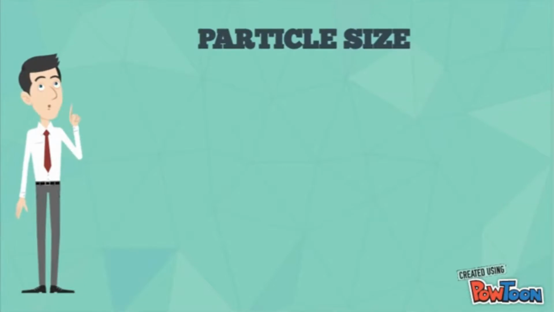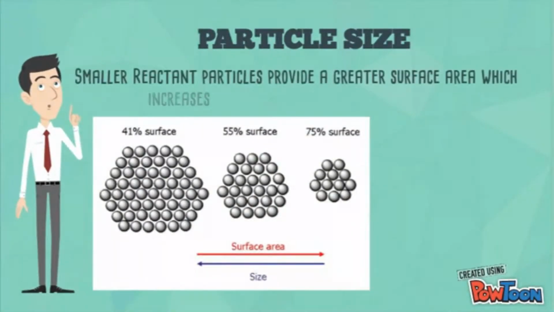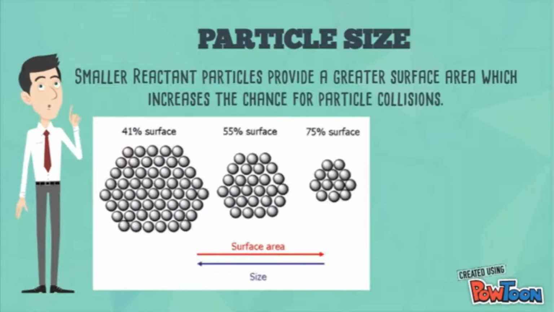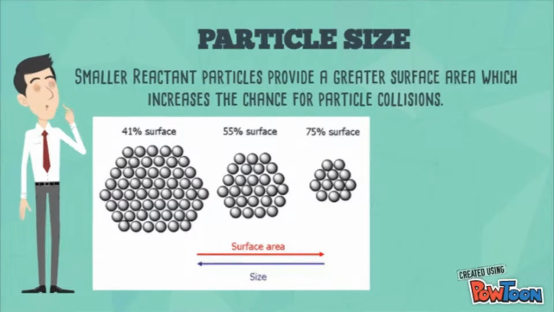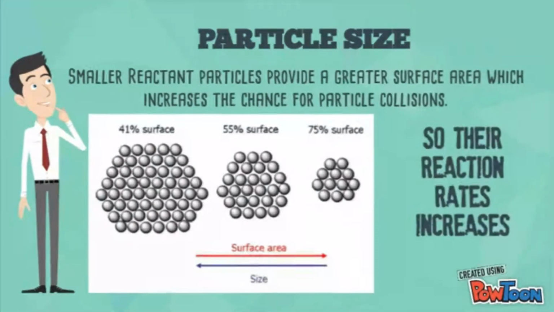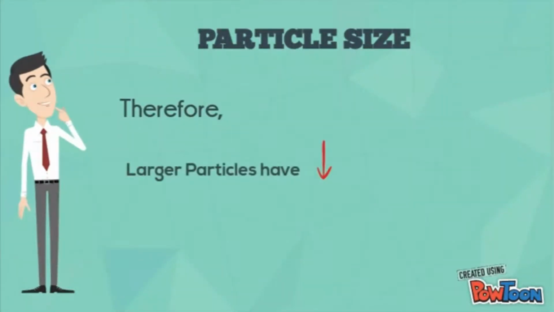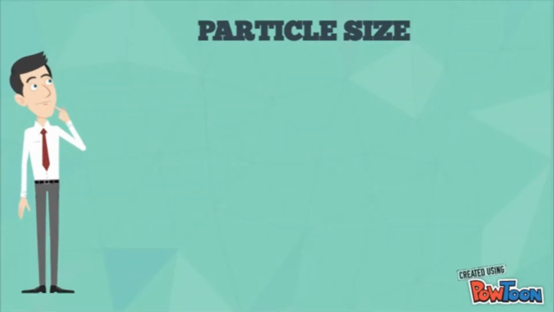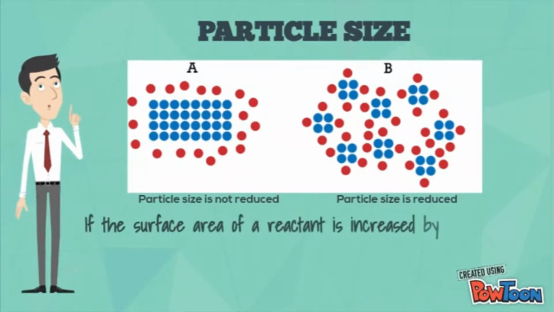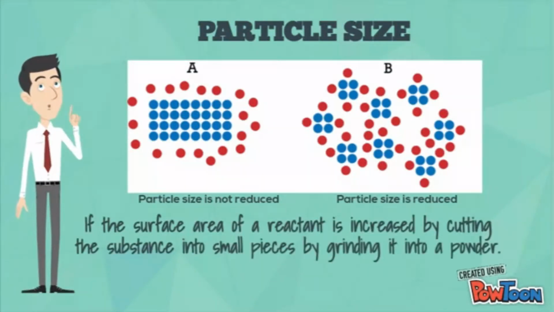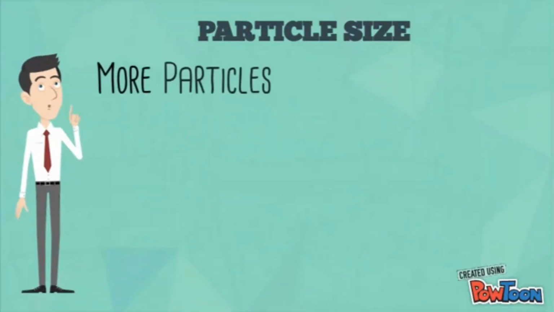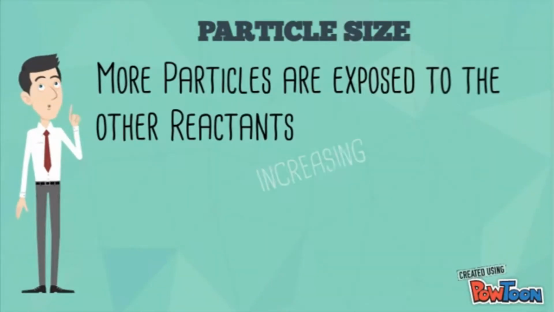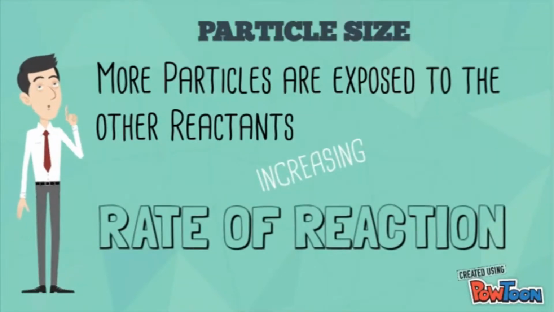Particle size. Smaller reactant particles provide a greater surface area, which increases the chance for particle collisions, so the reaction rate increases. Therefore, larger particles have small surface area, while small particles have greater surface area. If the surface area of a reactant is increased by cutting the substance into small pieces or by grinding it into a powder, more particles are exposed to the other reactant, increasing the rate of reaction.